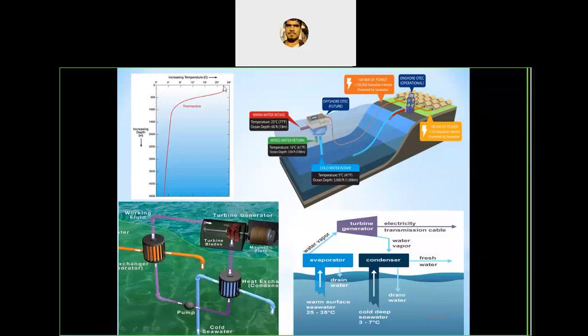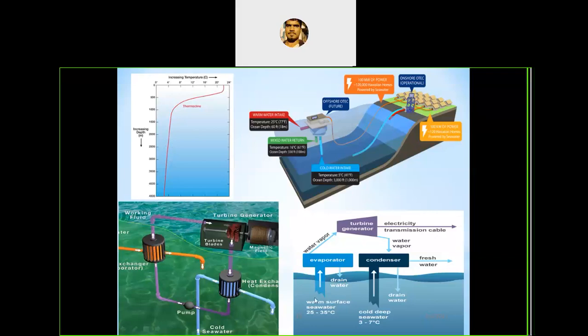And at the top surface, the temperature is 22, 34, 35, or like this, 20, 24, or 30, 35. But at the bottom, the temperature is less than 4 degrees. So there is a clear difference in the temperature. By this difference in the temperature, we can utilize it for generation of maybe electricity or any other useful form of energy.